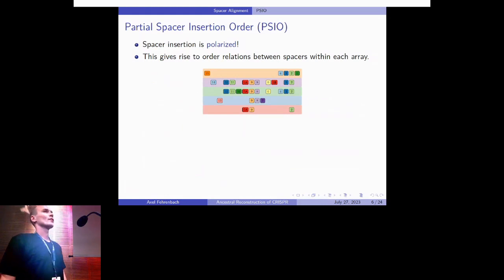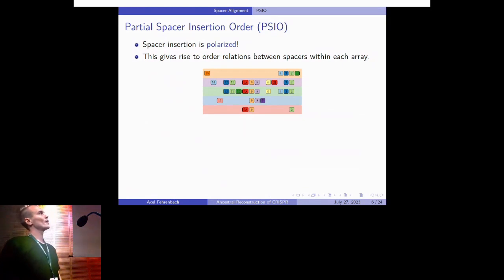So I talked about this polarized insertion, and this is really useful because if you look at each of these arrays in the spacer alignment, you see that on the left is the leader end. So for each of these rows, for each of these arrays, you know in which sequence they happened. So you know 15, the orange 15 on the left, is the youngest spacer, and 1 on the right, for example in green, is the oldest spacer of the first strain here.